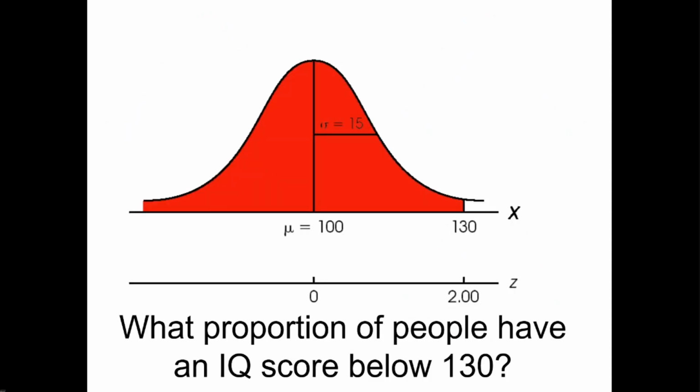All right, so here's a question for you. What percentage of people have an IQ score below 130? So this is 2 standard deviations above the mean. And so we know 50% is below the mean. We've got another 34% at 1 standard deviation, another 14% at 2 standard deviations. So 50 plus 34 is 84, plus another 14 gives us 98. So 98% of people score below 130.